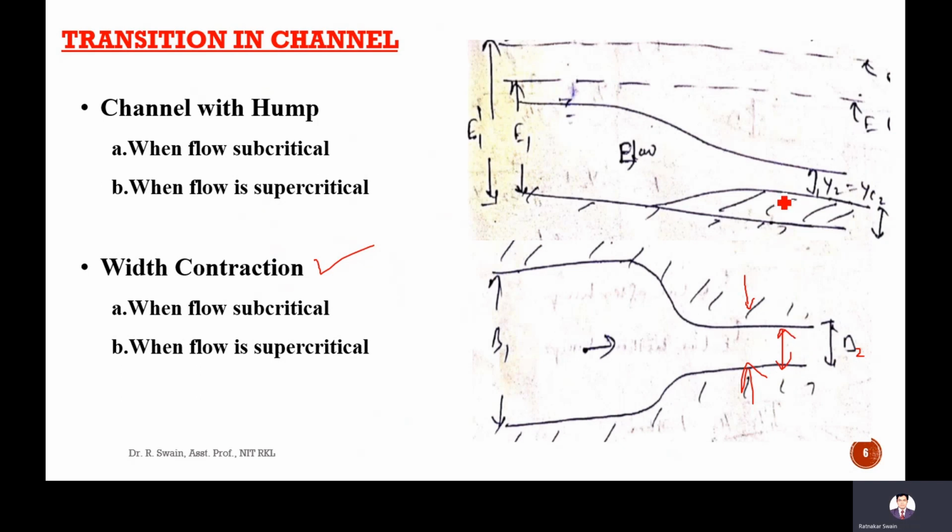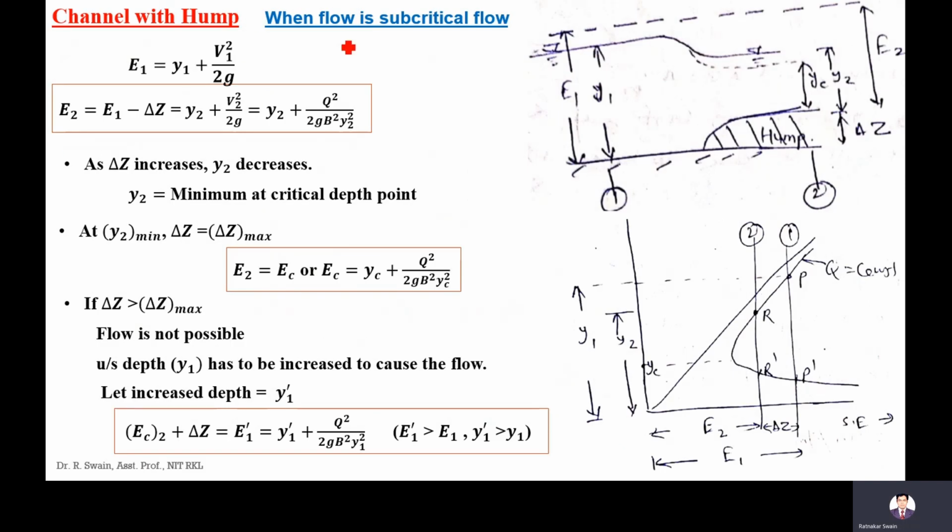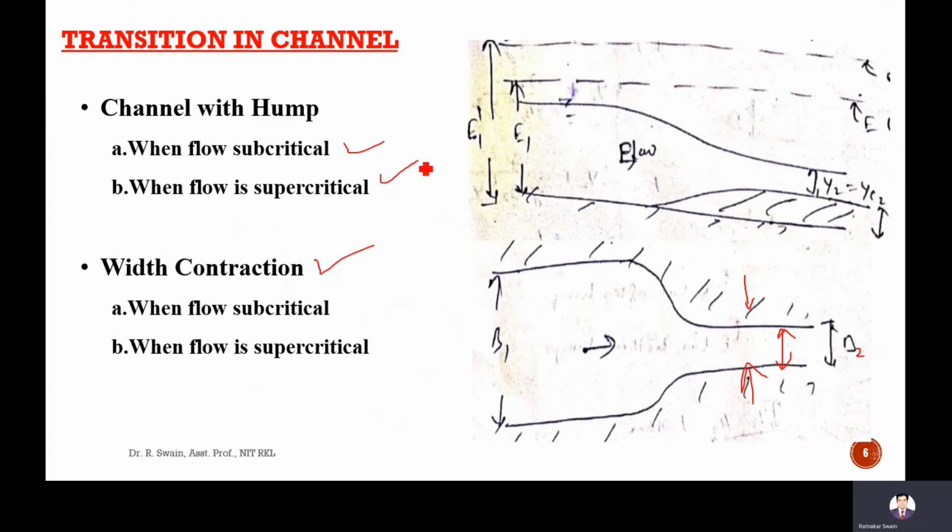Width contraction, and if there is a hump in the channel, then how do the flow characteristics change with this hump and contraction? For a channel with a hump, the flow can be subcritical or supercritical. So in these two conditions we will discuss, when flow is subcritical and when flow is supercritical, for both hump and contraction. In today's class I will cover only the hump. Next class I will cover the width contraction.